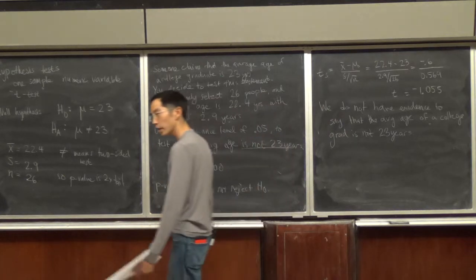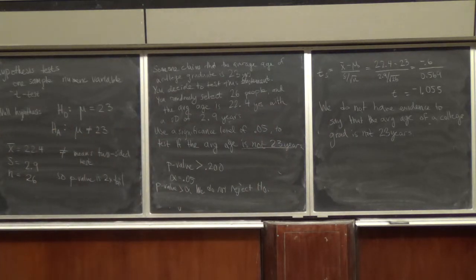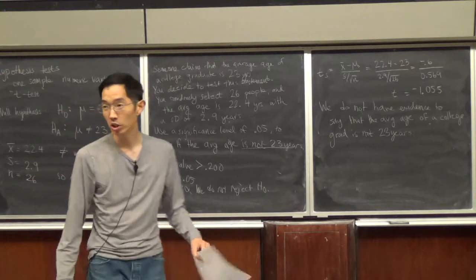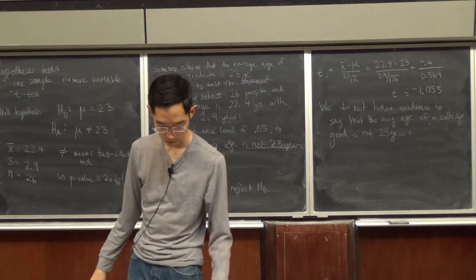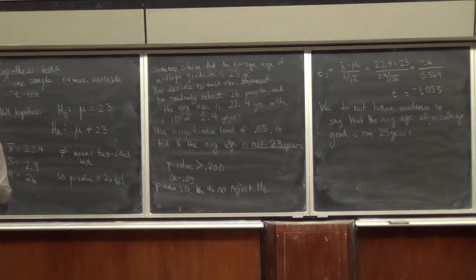Does it prove that the average age of a college grad is 23 years? No. It just says we don't have evidence that it's not. So what? We surveyed 26 people, and this is the information we found. That doesn't tell us very much. Alright. Is that okay?